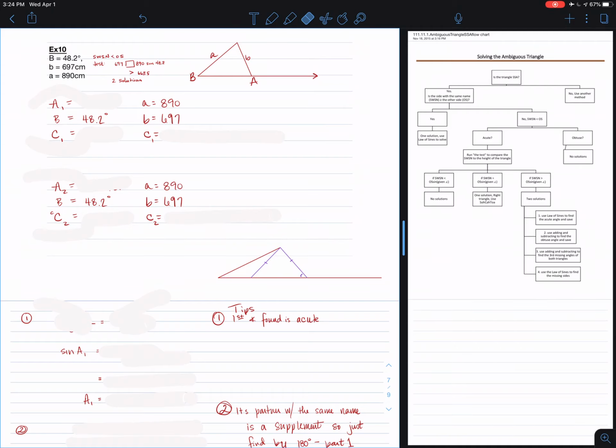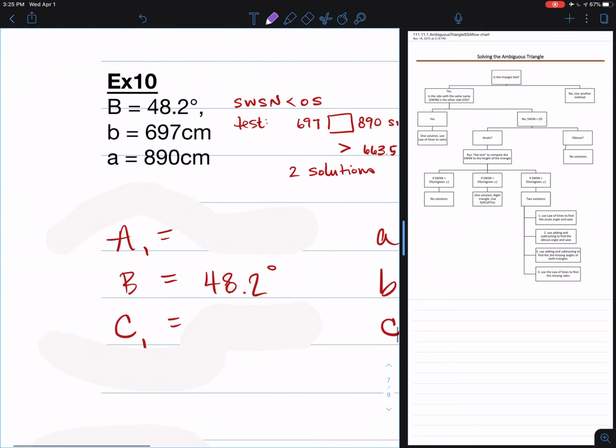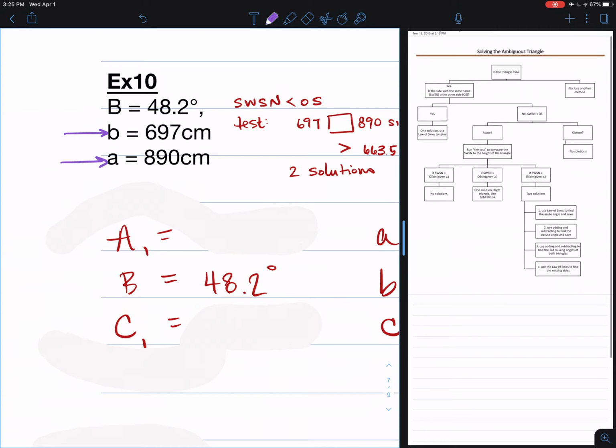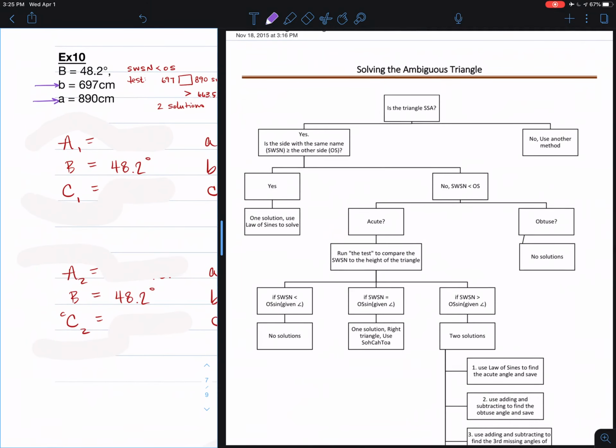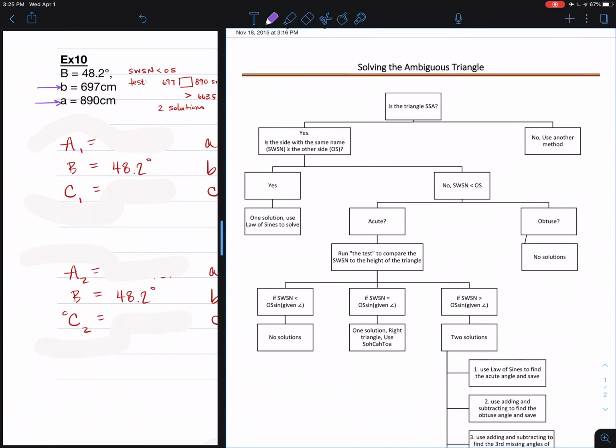Now I want to walk through the flow chart, so I have both of these pulled up. Let's walk through the flow chart and see, first of all, how I knew it was going to be a two-solution example. So the first question on my flow chart is, is the triangle SSA? We look at our example and say, yeah, I've got two sides, one angle, and two of them have the same name. So yes, it's SSA. Then our second question is, is the side with the same name greater than the other side? We look at our example, and the side with the same name is not greater than the other side. So in our flow chart, I have to follow the no value, and so I'm going in this direction.